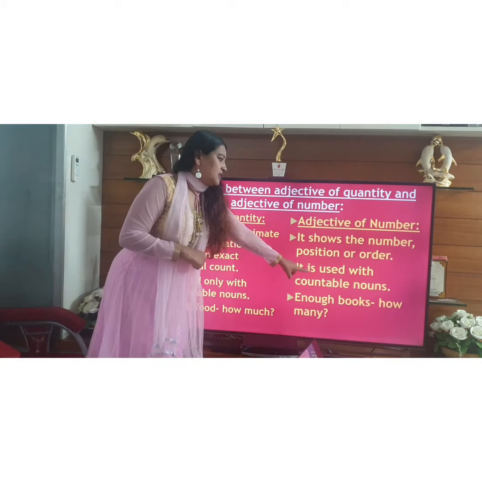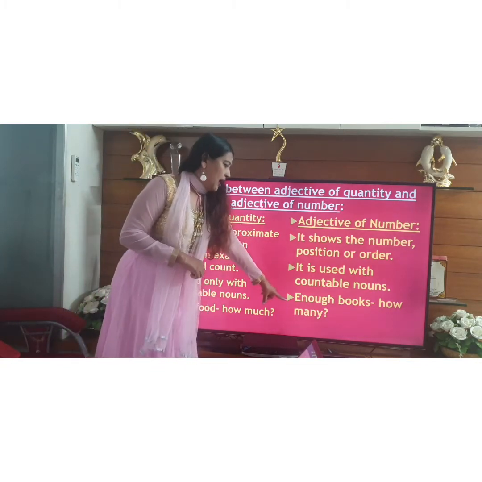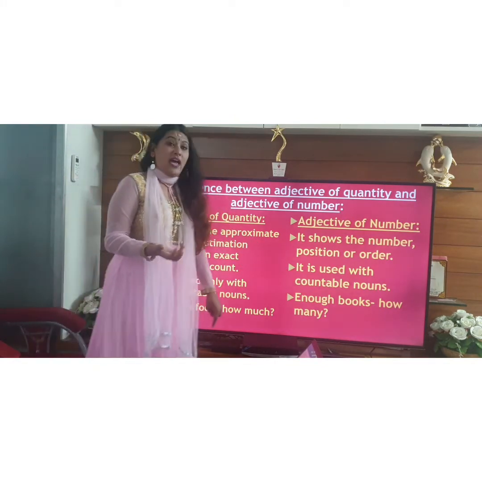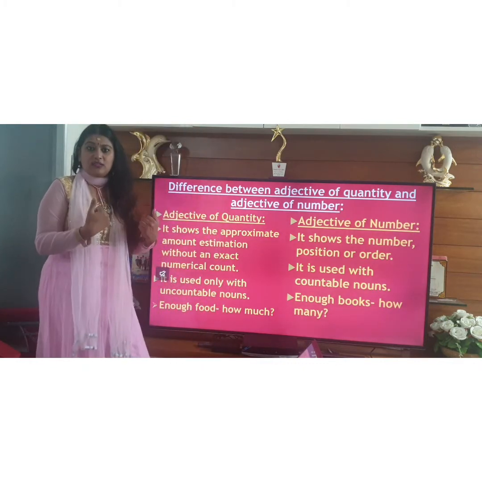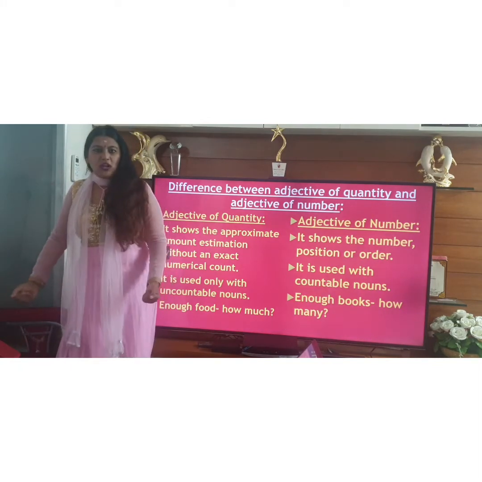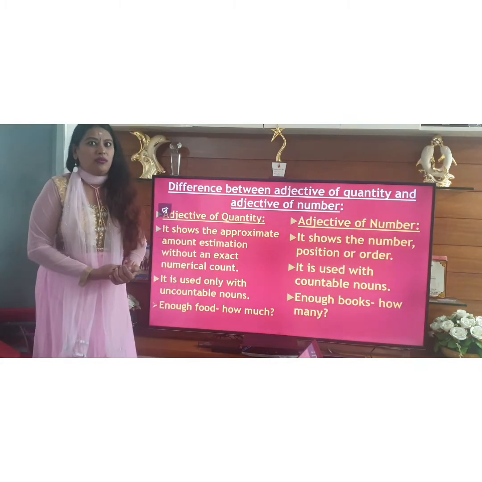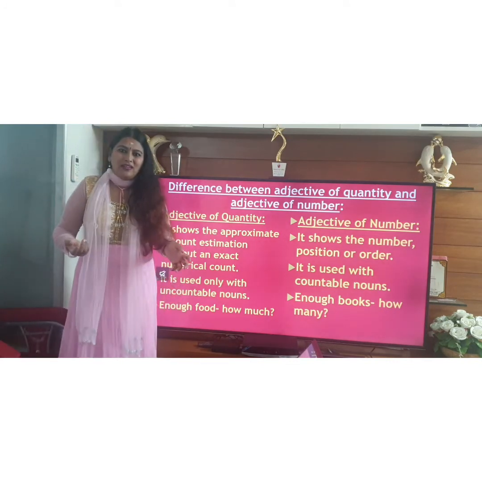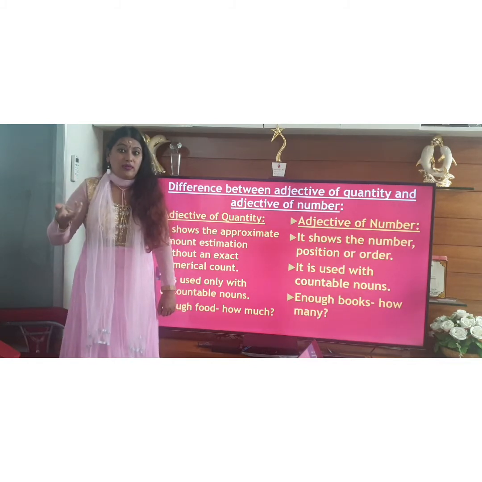Okay. See, it is used with countable nouns. And enough books. I have enough books. When I say I have enough dresses, won't I know how many dresses I have? Won't I know which books I am talking about? Anything which I can count is countable, dear. Anything which I can't count is uncountable. Like money, see dear, coins you can count, the notes, but money is uncountable.